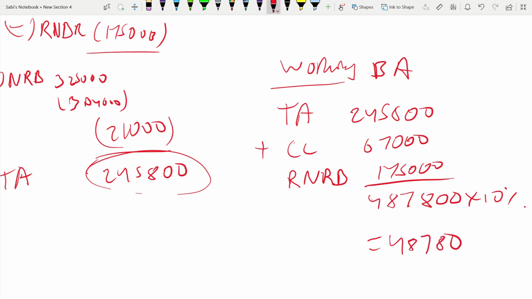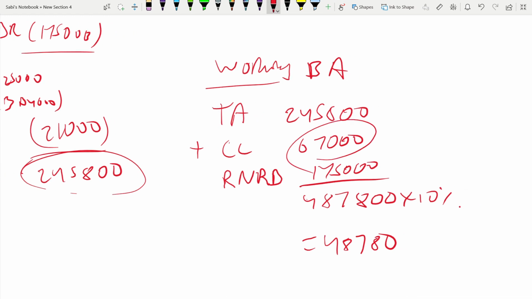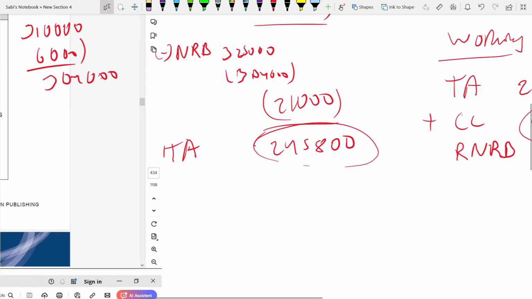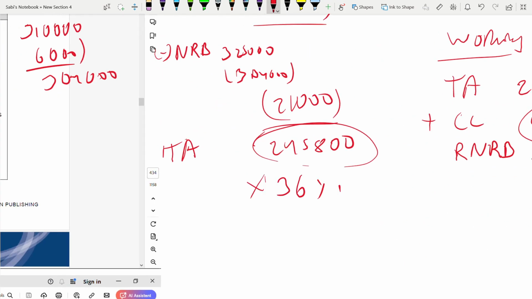48,780. If you see this, what was your charitable legacy? Your charitable legacy is 67,000. So 67,000 is greater than your baseline amount. So the reduced rate of 36% will apply. So to this taxable amount of 245,800, you will apply 36%. You see, you have to do the working. Always calculate the baseline amount to get that rate. Then if you apply the rate, it's 88,488. This is the IHT. You see? That's it.